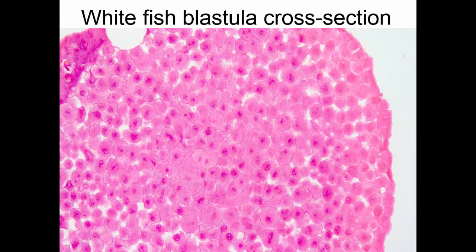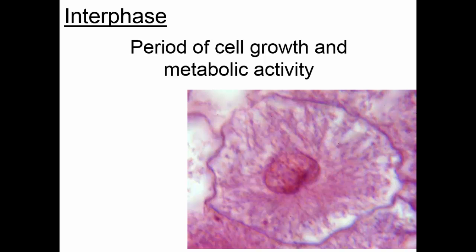In order to see mitosis, we need a group of actively dividing cells, and we use something called a whitefish blastula. This is the stage where all of the cells are actively dividing. And if we cut this in cross-section, we can catch cells in various stages of cell division. In interphase, which is the period of cell growth and metabolic activity, we can see the cell membrane, the cytoplasm, and the nucleus. We clearly see the nuclear membrane, and we don't see too much going on in the nucleus. It's pretty uniform in structure.